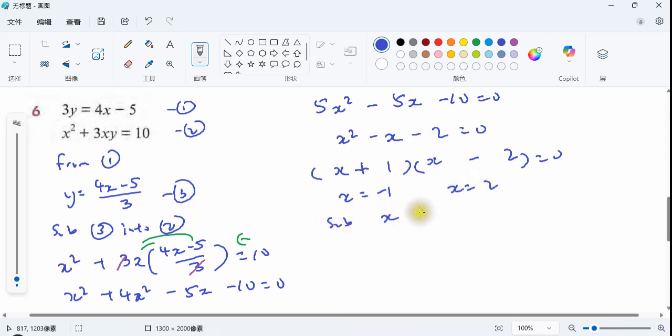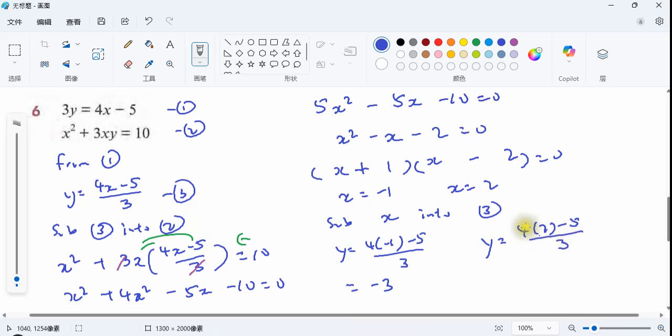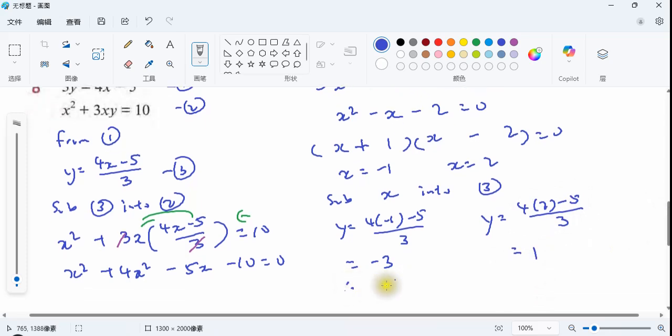So we sub the value of x into equation 3, then the y will be 4 times negative 1 minus 5 over 3, negative 9 over 3, then it's negative 3. Y is 4 times 2 minus 5 over 3, 8 minus 5 is 3, 3 over 3 is 1. So we have the value x equal to negative 1, y will be negative 3. When x equal to 2, y equal to 1. Okay.